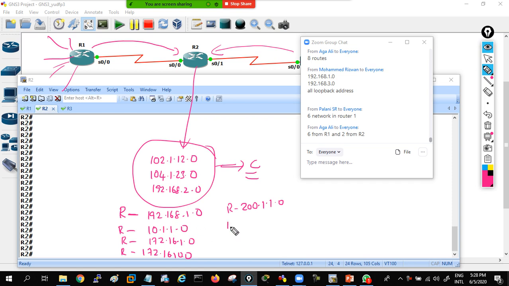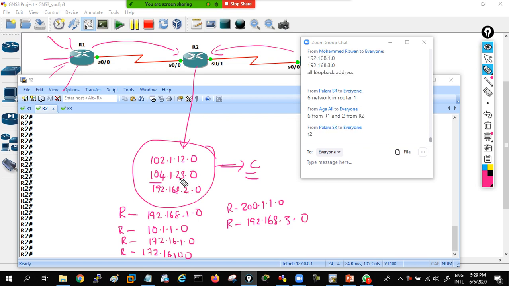And from router 3 we are going to receive what? 192.168.3.0. 104, no, 104 is connected directly, no? Actually, this is from router 4's perspective, man. Try to understand it. As per router 2's perspective, router 2 knows about 104.1.23, right? Guys, everybody is understanding, right?